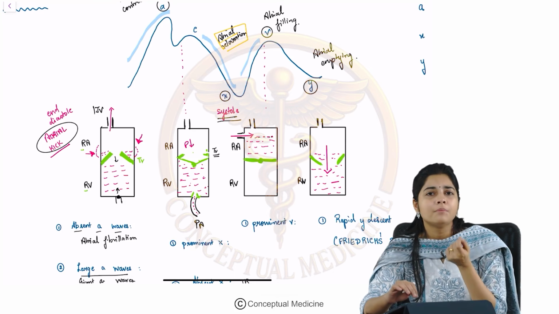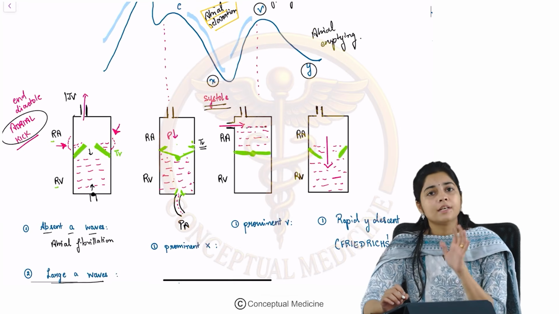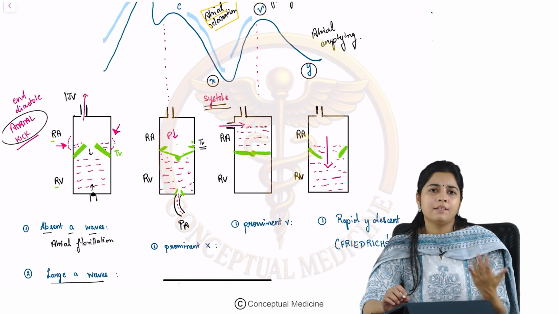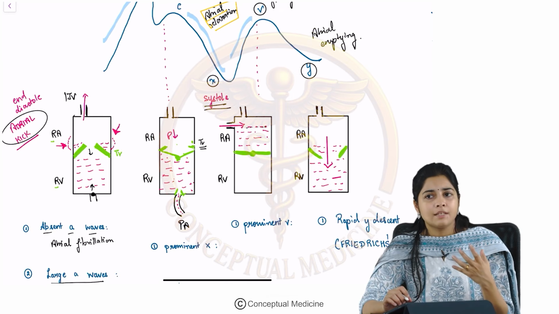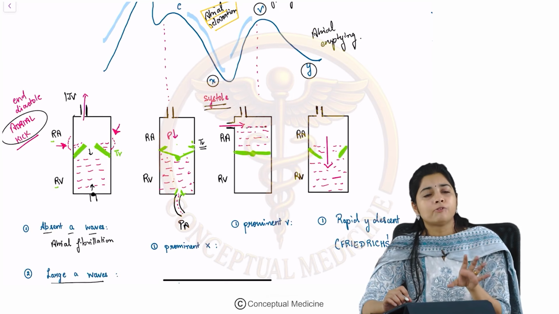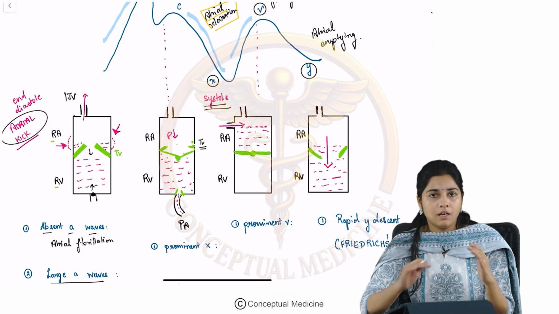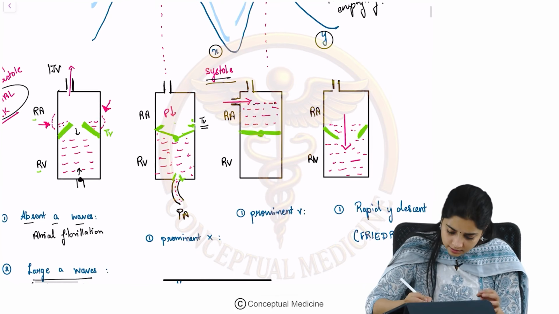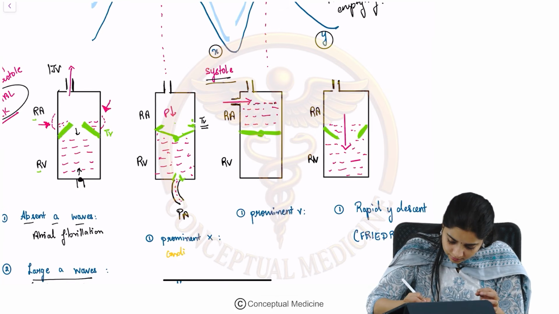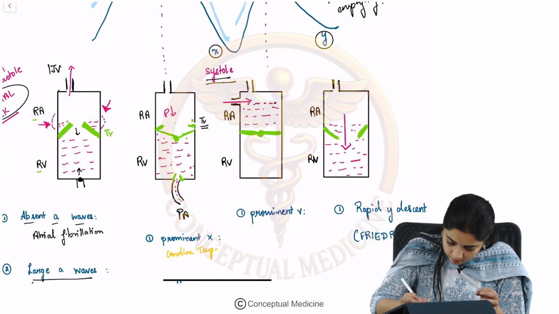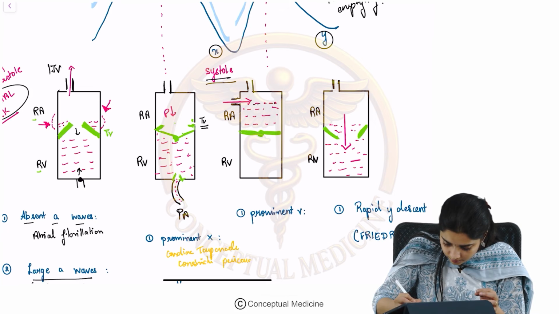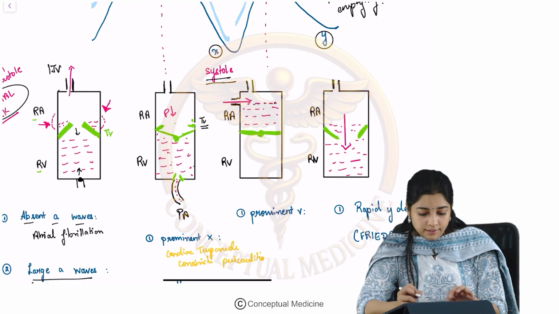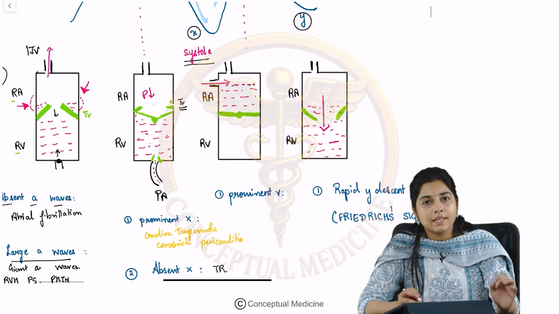When will you get a prominent X descent? When the atria is unable to relax. When will the atria be unable to relax? That happens especially when there is some amount of fluid and there is some amount of impedance to the filling, right? So prominent X descent is seen in cardiac tamponade, constrictive pericarditis, okay? So that is when you get a prominent X descent.